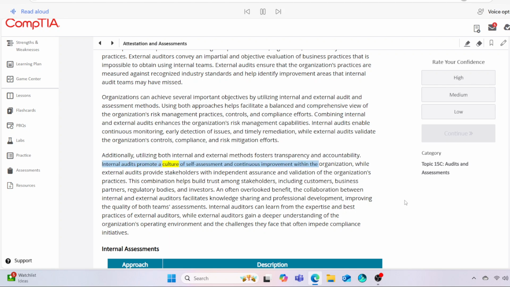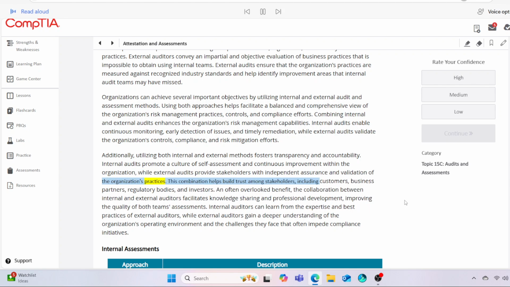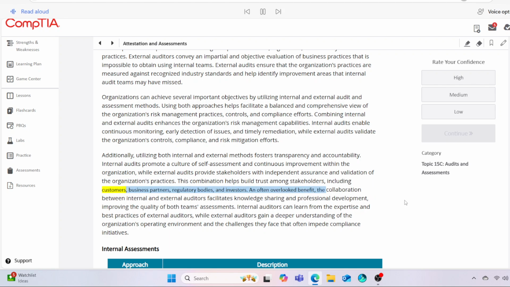Internal audits promote a culture of self-assessment and continuous improvement within the organization, while external audits provide stakeholders with independent assurance and validation of the organization's practices. This combination helps build trust among stakeholders, including customers, business partners, regulatory bodies, and investors. An often overlooked benefit, the collaboration between internal and external auditors facilitates knowledge sharing and professional development, improving the quality of both teams' assessments.